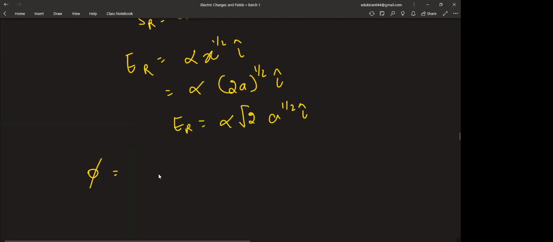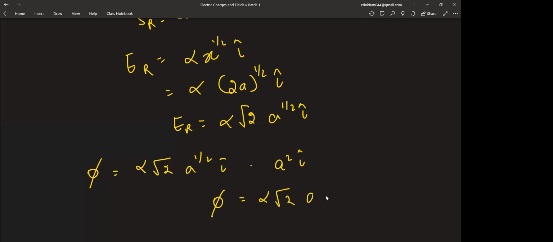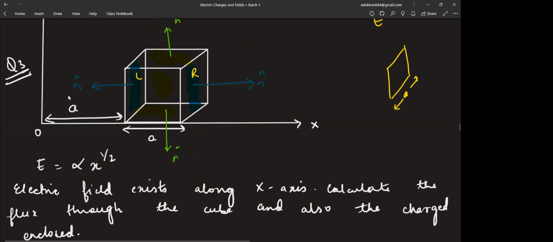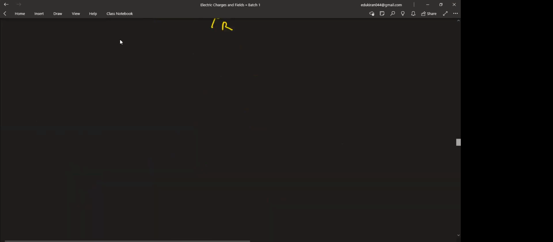Now multiply both of these. Flux would be alpha root 2 a to the power half I cap dot, what is the surface area? A square I cap. So once you multiply, you get alpha root 2 a to the power 3 by 2. This is the flux of the right face. When we come to the left face, surface area will still be a square, but area vector is pointing towards the negative x-axis. So the surface area for the left surface would be a square but minus I cap.